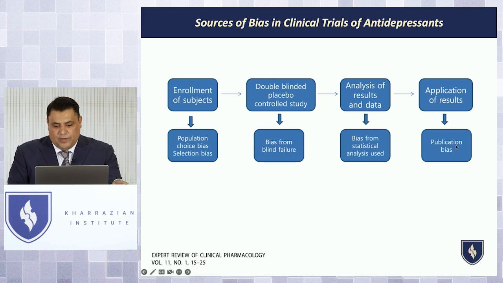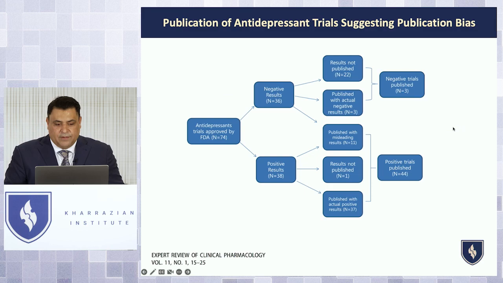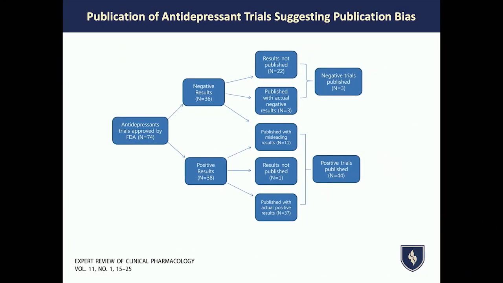And then most importantly here, publication bias. So let's go over publication bias, because this is the biggest factor. Now, if you were a physician or a researcher and you wanted to look at antidepressants, do they work or not, you'd go through the literature and see what the randomized clinical trials showed.